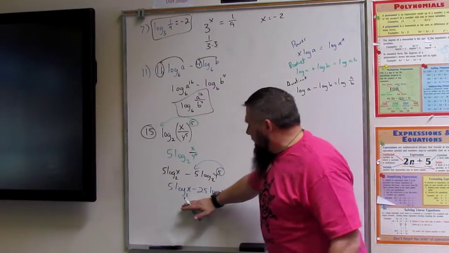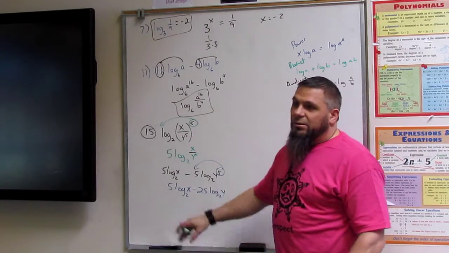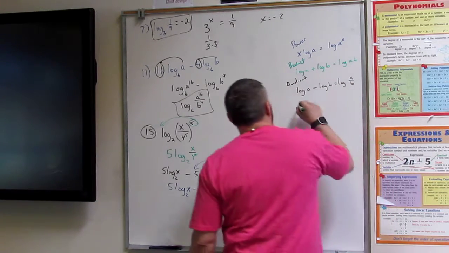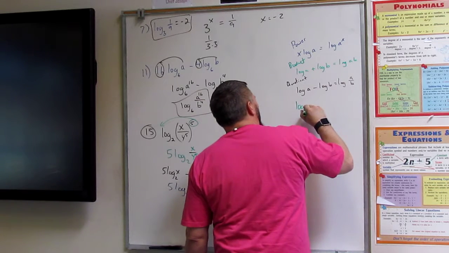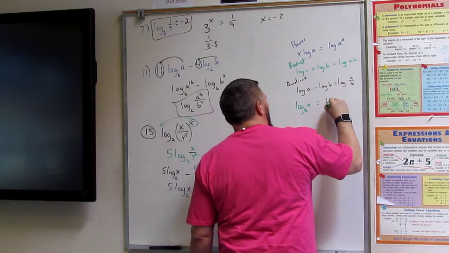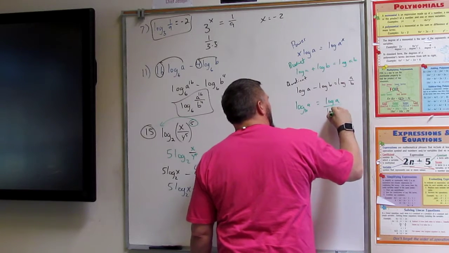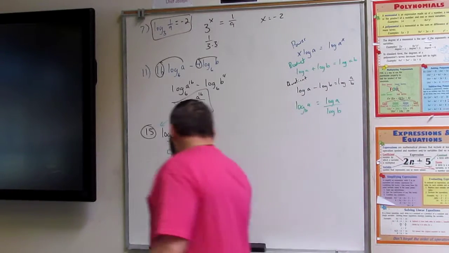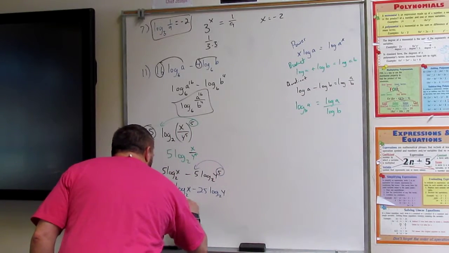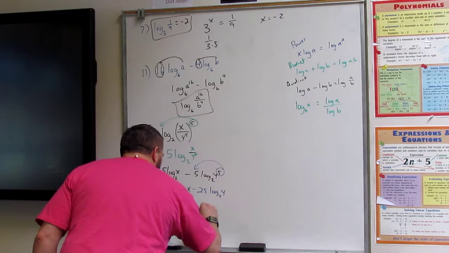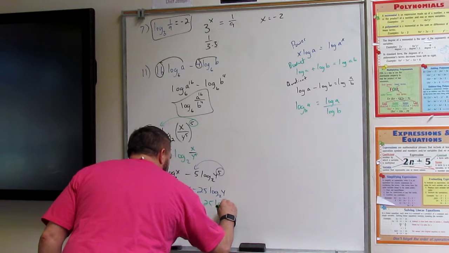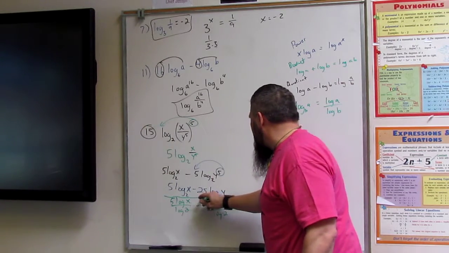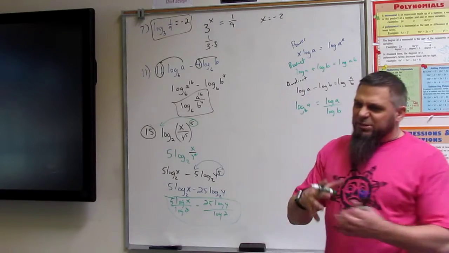Okay. Now, what we want to do next is split them up. Remember, I think I gave you this rule, but log base b of a is equal to log a over log b. Did I give you that rule already? Okay. Then that's all we're going to do here. So 5 log x over log 2 minus 25 log y over log 2. That's it. And that's expansion. It's just expanding it out.